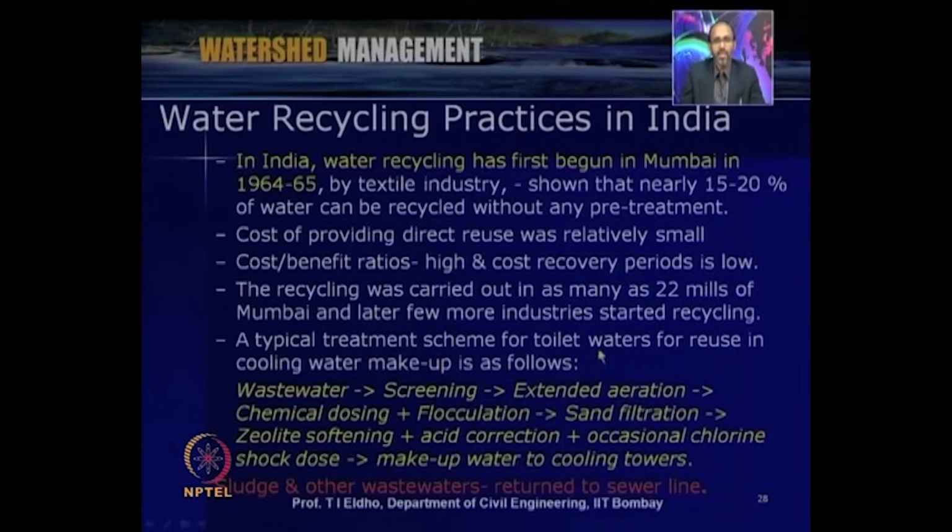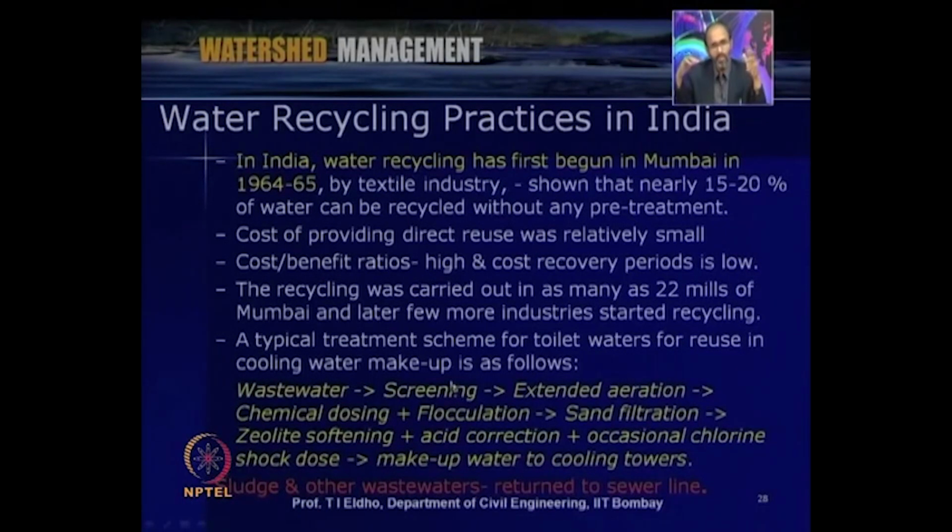A typical treatment scheme, for example, for toilet wastewater is as follows. The wastewater is first screened, then extended aeration is given, chemical dosing plus flocculation is done, then sand filtration, then zeolite softening plus acid correction, and an occasional chlorine shock dose. Then it is used as makeup water, for example for cooling towers. The remaining sludge and other wastewater is returned to the sewer line.